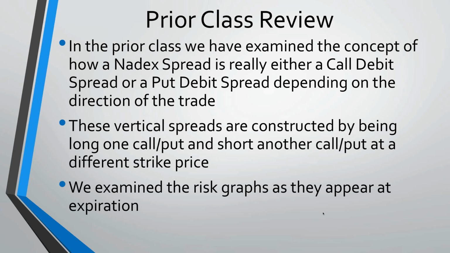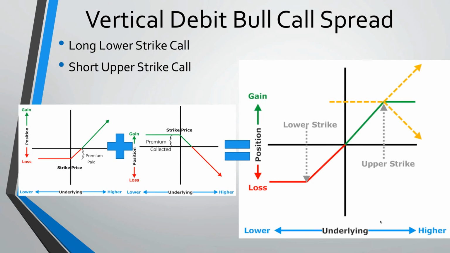And that's why in the last 2 webinars, mainly number 2, we examine the risk graphs as they appear at expiration. It's an important thing for you guys to know that while these are some of the simplest forms of complex options that we've seen, they are still complex options. Trading Nadex products is not child's play. It's not something to toy with. It's something to learn. So let's take a look again and review what a vertical debit bull call spread looks like.